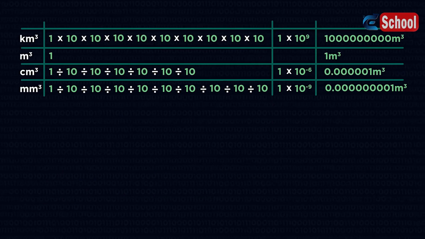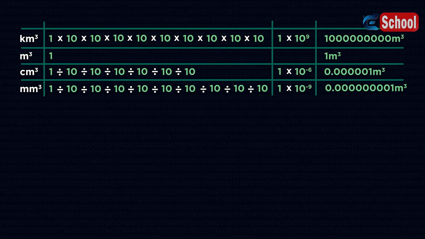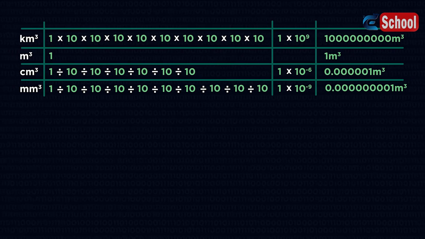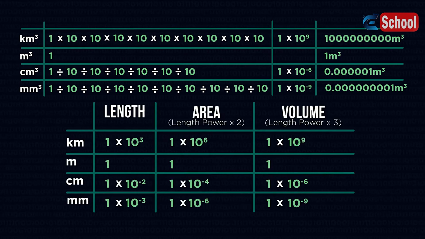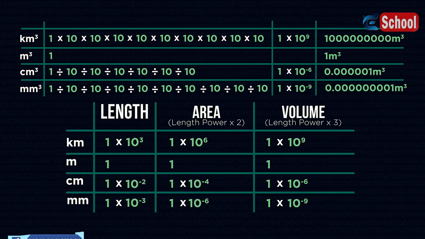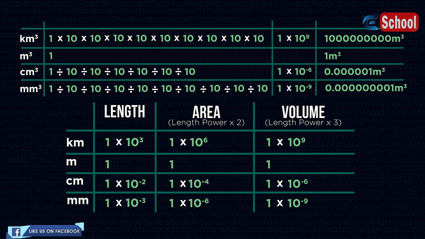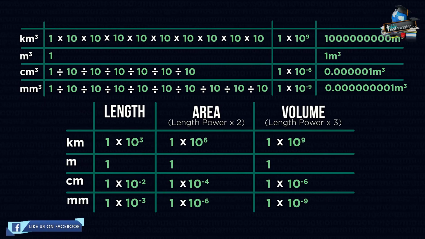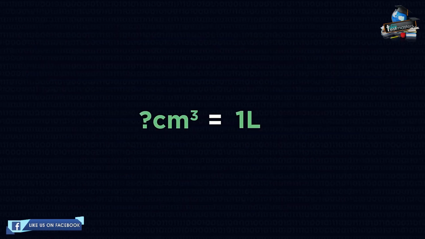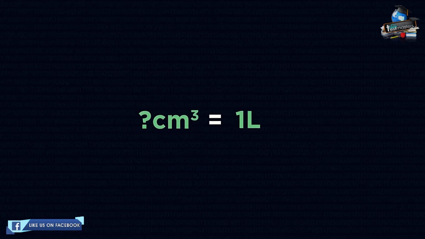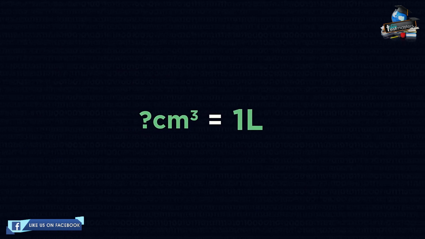With area, we found our powers of 10 by doubling the length powers. Because volume adds a 3rd dimension, we can find our volume powers of 10 by multiplying the length powers by 3. This can be seen here in the conversion table for lengths, areas and volumes. The final conversions we are going to look at are converting cubic measurements into capacities, looking at how many centimetres cubed there are in a litre.